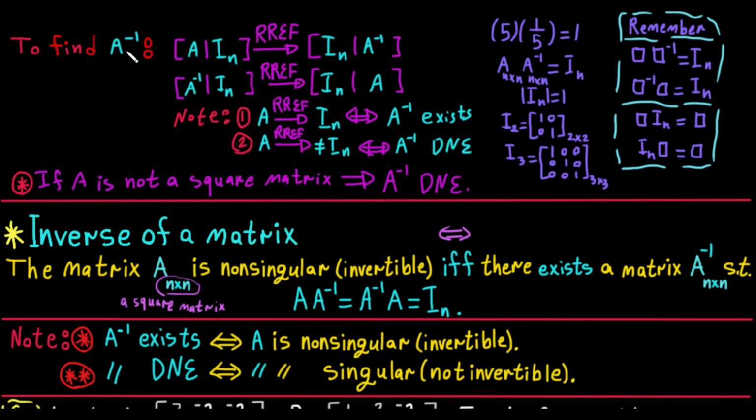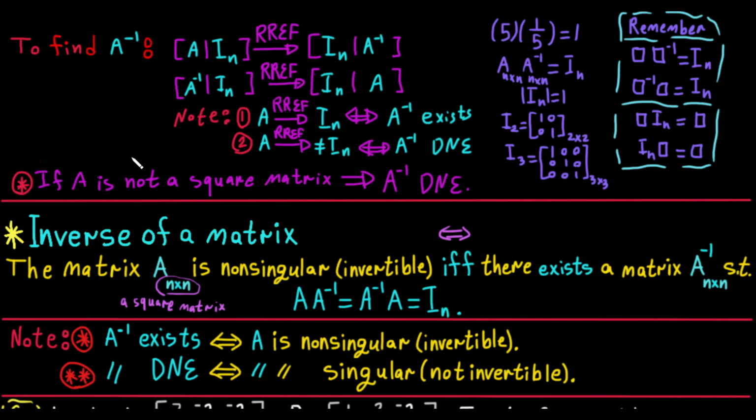To find A inverse, we have to follow this. We have to transform A to the identity. If we cannot transform A to the identity, if we have, for example, a 0 row in any row of this matrix after applying RREF, then we have to conclude that A inverse does not exist. It's like here: if you cannot transform it, then you have to say that A inverse does not exist. We will see this down.